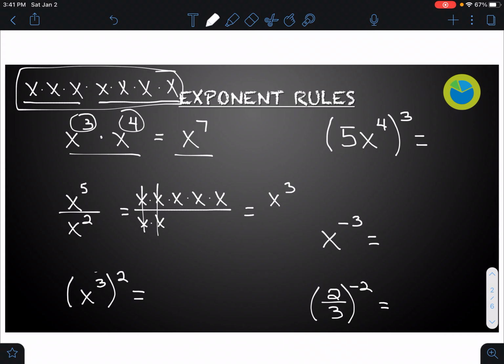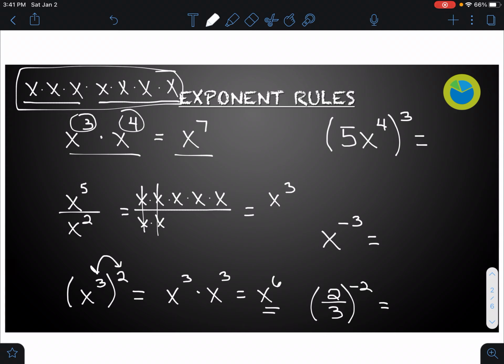Power of a power property. If you have an exponent outside of another exponent, really, this is, remember, the same as x to the third times x to the third, which would be x to the sixth. The shortcut would be to say just multiply these two. That's called the power of a power property, and that's how we get x to the sixth.